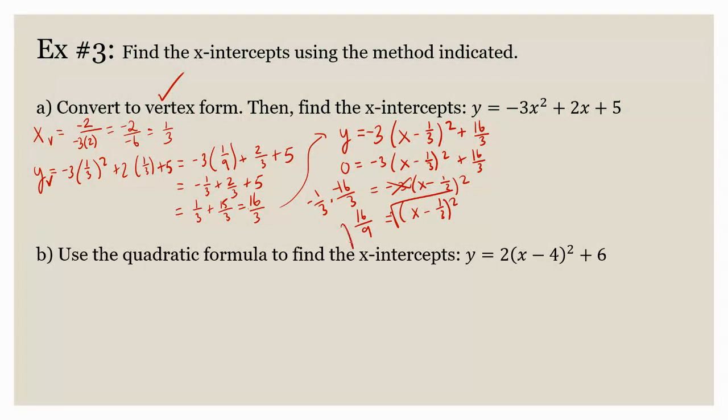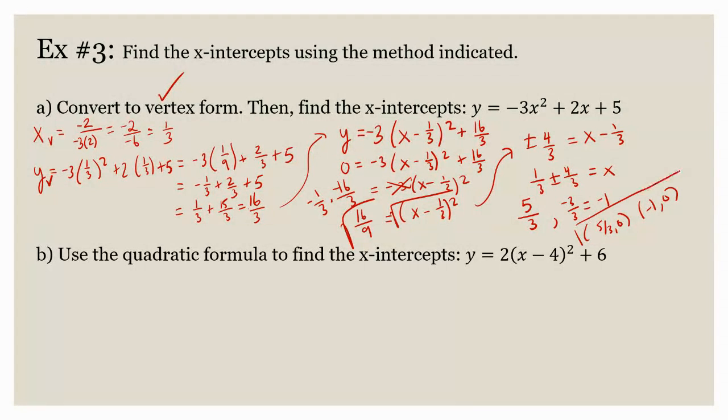When I go ahead and take the square root, that's going to give me plus or minus 4/3 equals x minus 1/3. And then it's going to be 1/3 plus or minus 4/3, which mathematically I should do that. So my two x-intercepts are 5/3 and negative 3/3, which is negative 1. So it's going to be (5/3, 0) and (negative 1, 0) would be my x-intercepts.